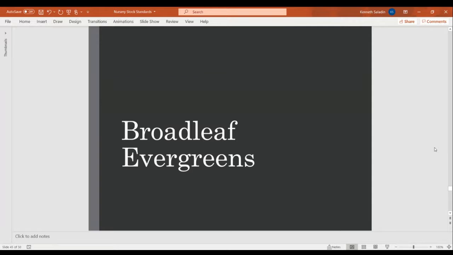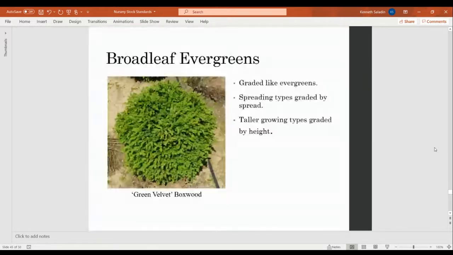Broadleaf evergreens, things like southern magnolia, boxwood, they would be examples of broadleaf evergreens. They're going to be graded essentially just like the evergreens are. The spreading types are going to be graded by spread. The taller growing cultivars and species are going to be graded by height.